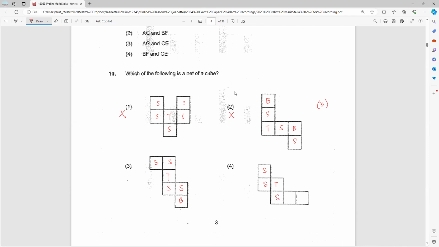Now, these two will be wrapping around here. It will wrap around here. So imagine this folded down, and this will come here, and this one will be folded over there. So you end up with no bottoms. So 4 is also not a net of a cube. So the answer is just 3.